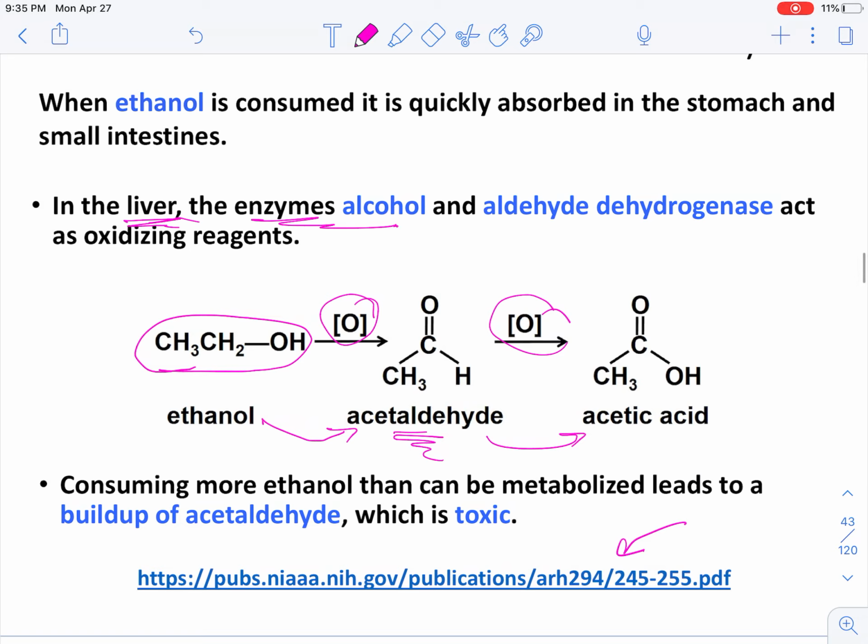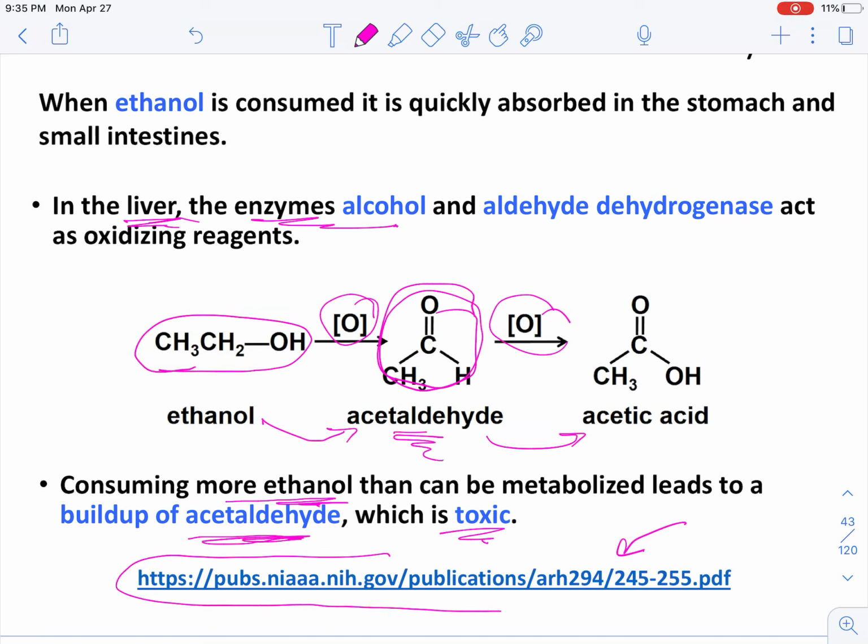The really interesting thing about this is that if you consume more ethanol than what your liver enzymes can handle or deal with, it builds up this acetaldehyde. Okay. And the buildup of the acetaldehyde is toxic. This publication, if you open it, discusses the physiological effects of acetaldehyde in your body. It's actually a pretty cool and interesting read. So feel free to check it out.